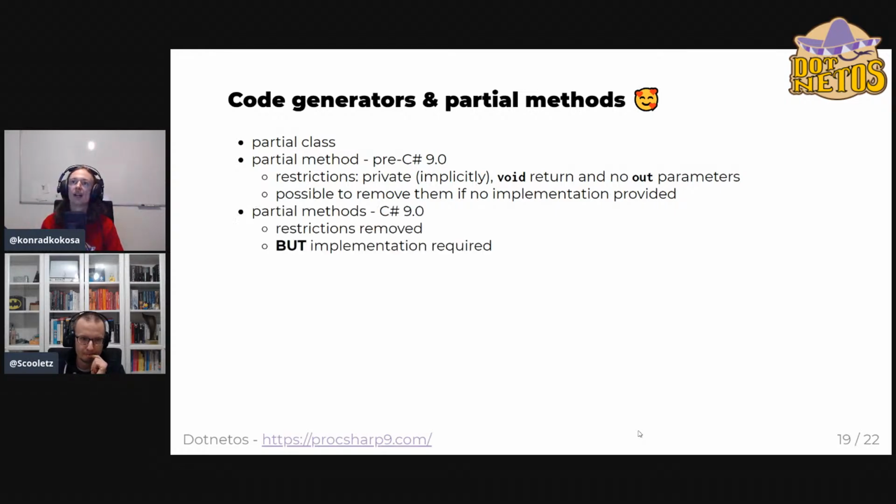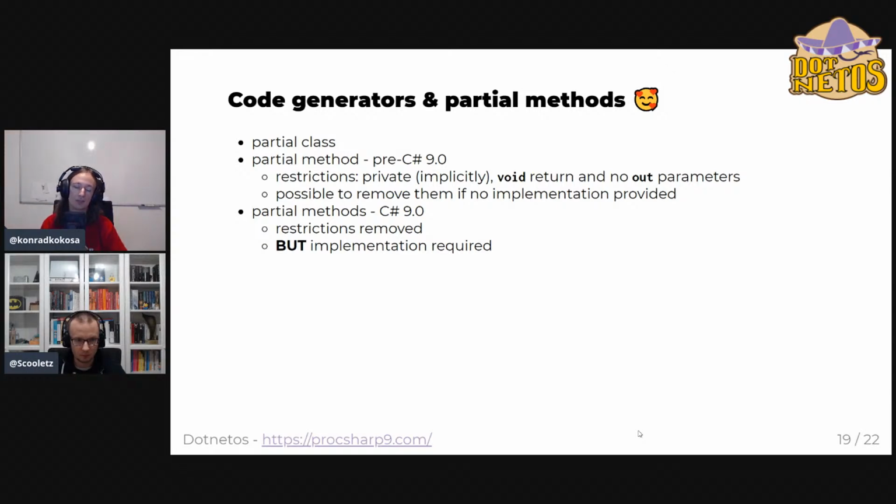And now C# 9 added and returned to this idea, but has removed all those restrictions. So now, since C# 9, we have partial methods that can be public, can return a result, and just any method in the end can be partial.